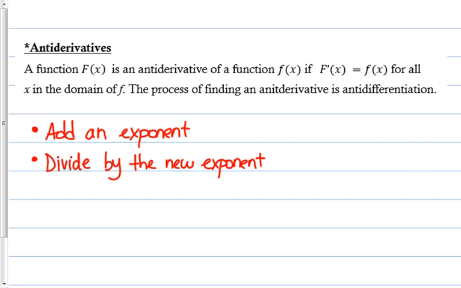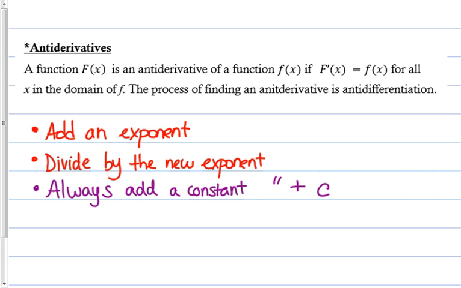Now, constants. Constants are tricky because when we derive, a constant goes away. So if I'm anti-deriving, if I'm working backwards, there's always a possibility that there was a constant there. So what we do is we always add a constant. Now I'm not telling you to pick a random number from the abyss and just tack it on to the end of your equation. The way we do it is we just plus the letter C. The letter C does stand for constant. Okay, and that way that will just hold the place for that constant.